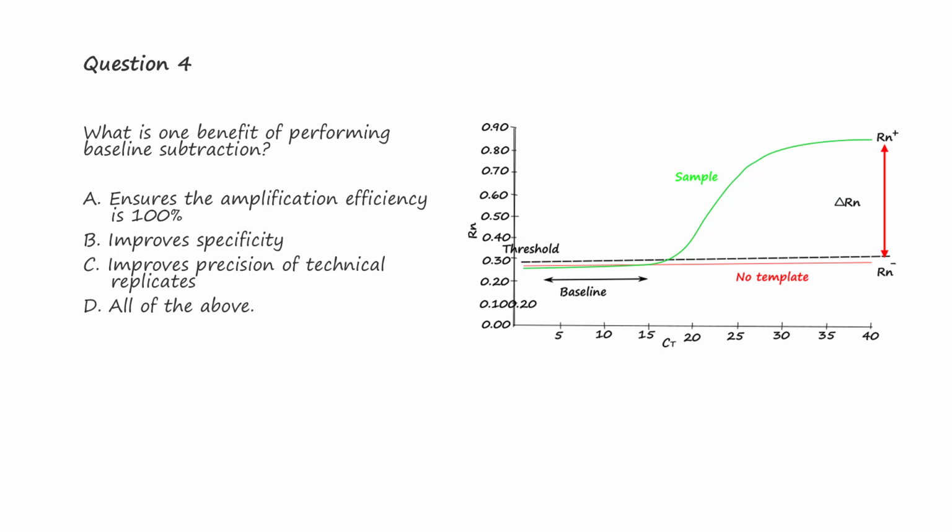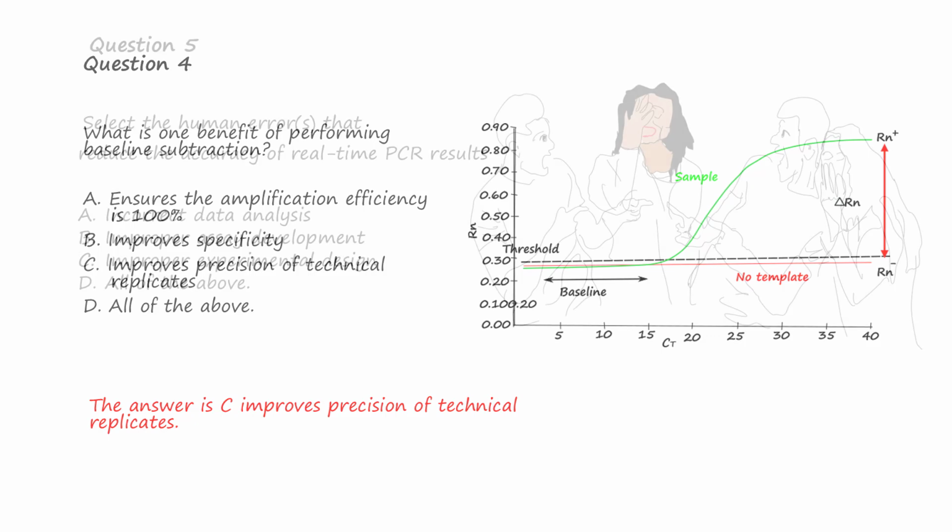Question 4. What is one benefit of performing baseline subtraction? A, ensures the amplification efficiency is 100%. B, improves specificity. C, improves precision of technical replicates. D, all of the above. The answer is C, improves the precision of technical replicates.